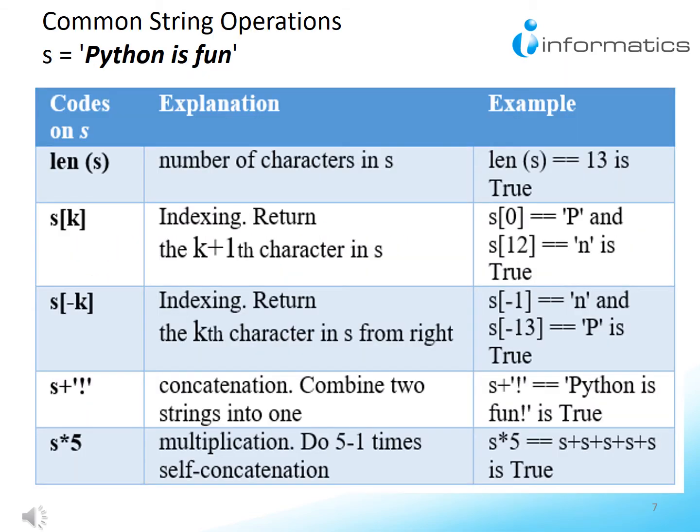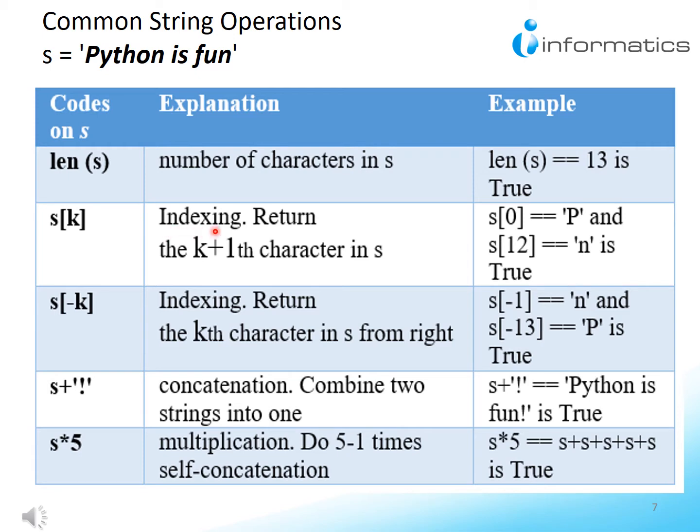The following table lists the common string operations. Note that the examples are based on variable s, which holds 'Python is fun' as the string value. len. len is a function applicable to all iterable data. For string, it returns the number of characters in the string. For example, len(s) returns 13.